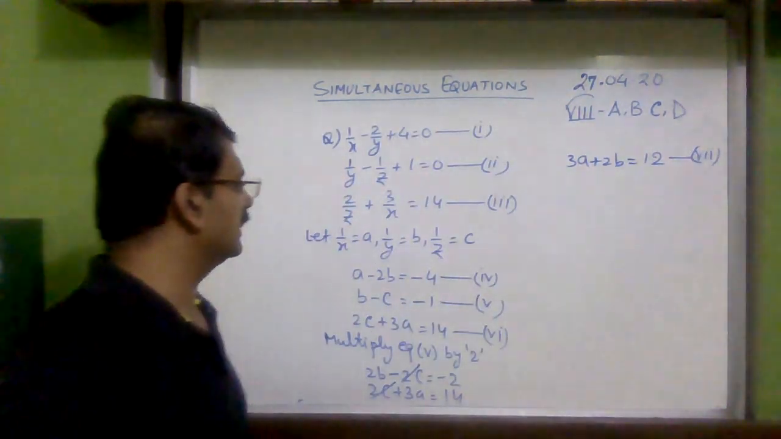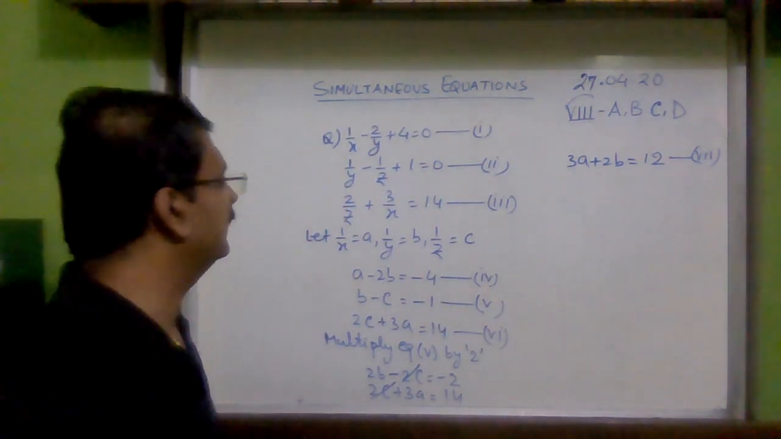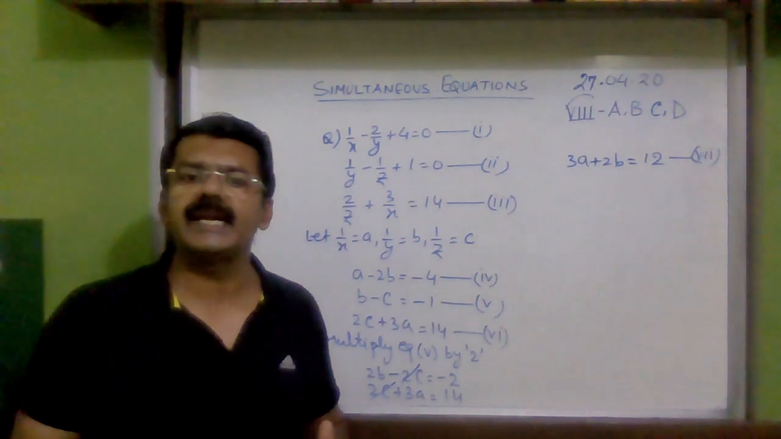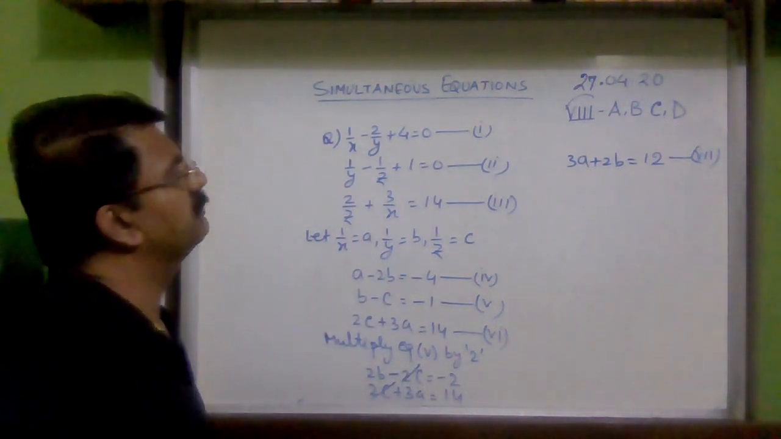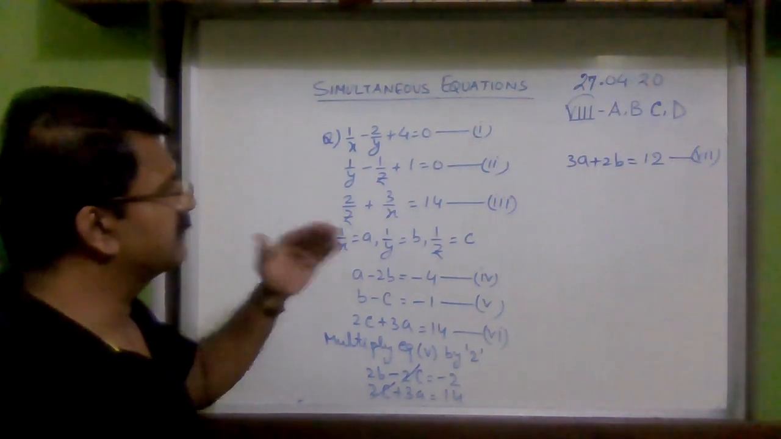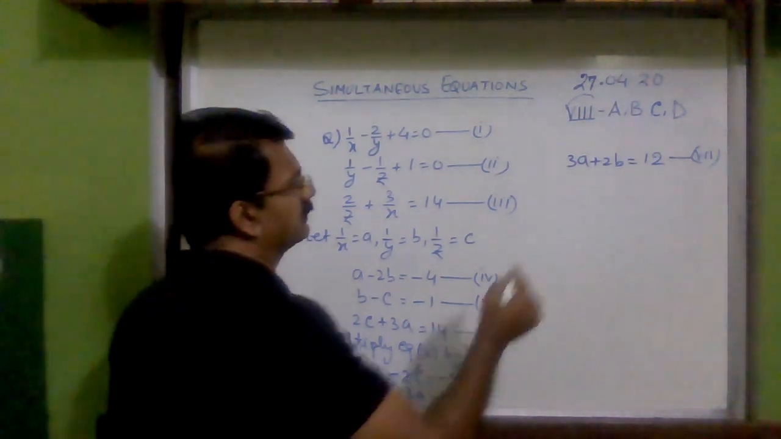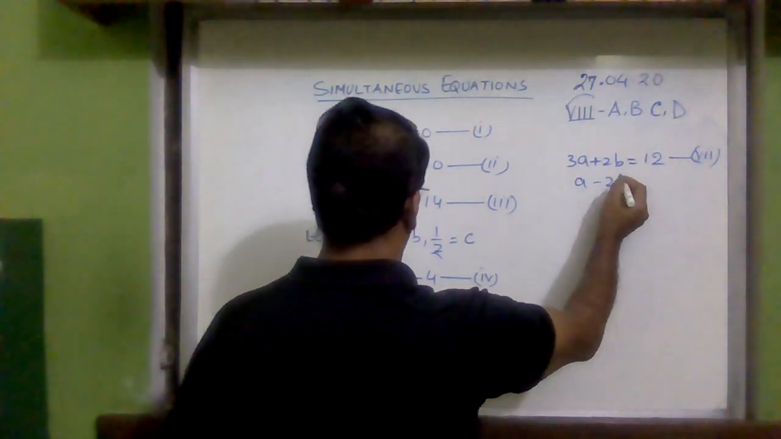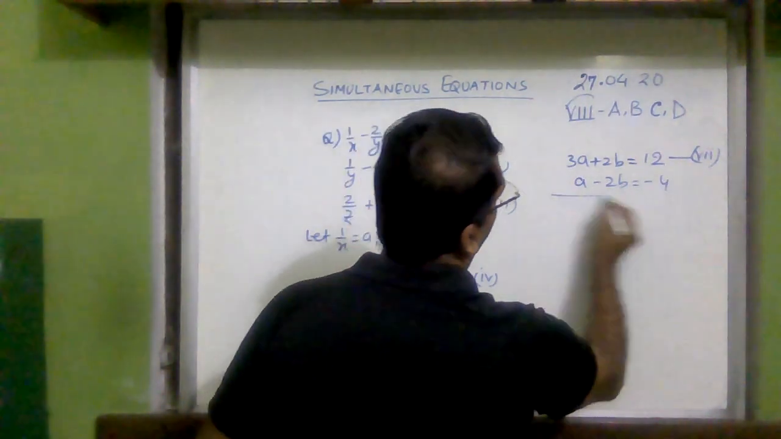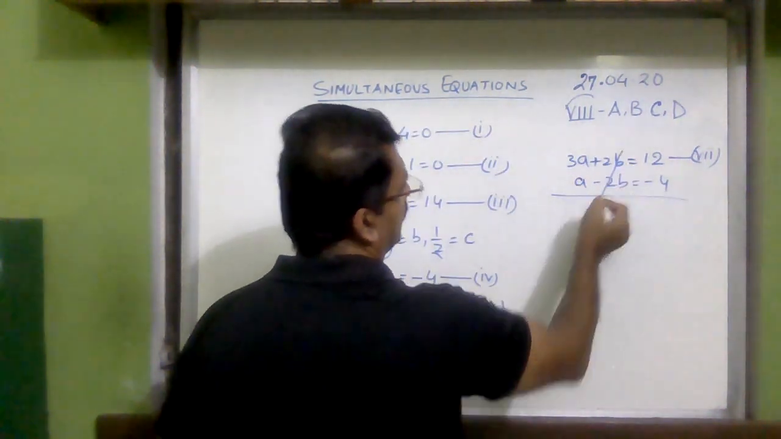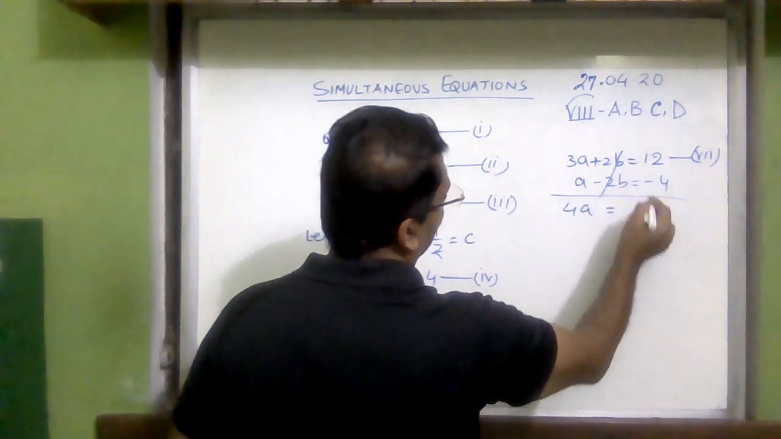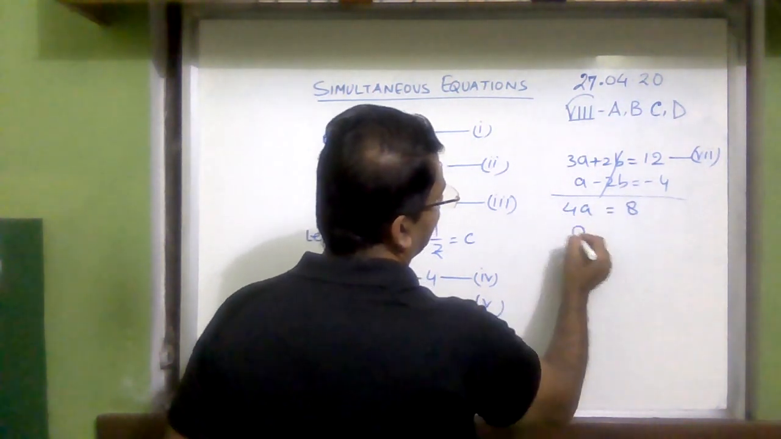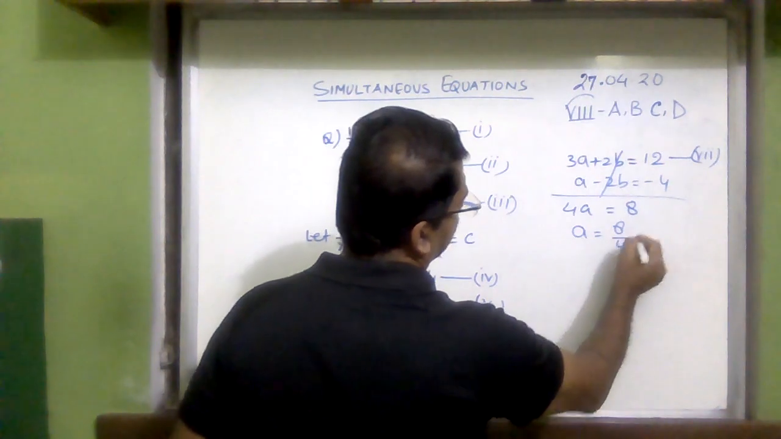So now you can see equation 4 and equation 7 both are only in A and B, and again interestingly you can see the coefficient of B is same also. So just below equation number 7 you write down equation number 4. So A minus 2B is equal to minus 4, and now you see plus 2B minus 2B cancels out. 3A plus A, 4A is equal to 12 minus 4 is 8. That gives you A is equal to 8 by 4 is equal to 2.